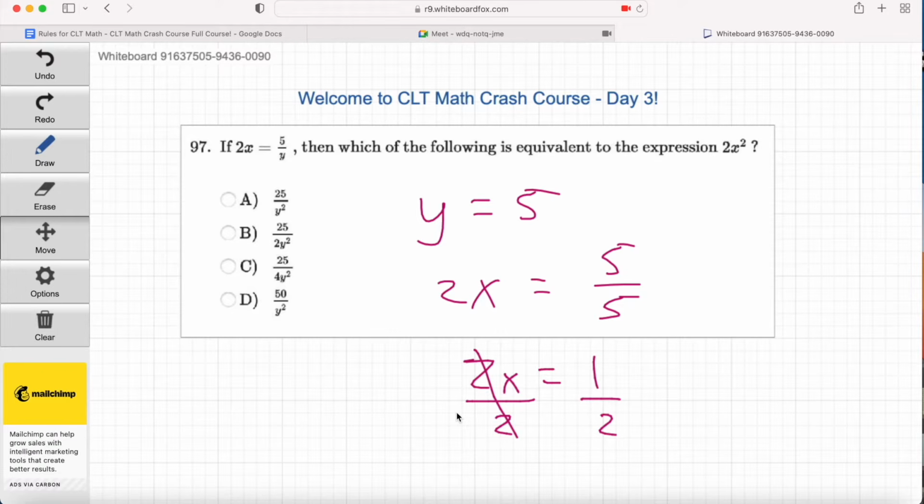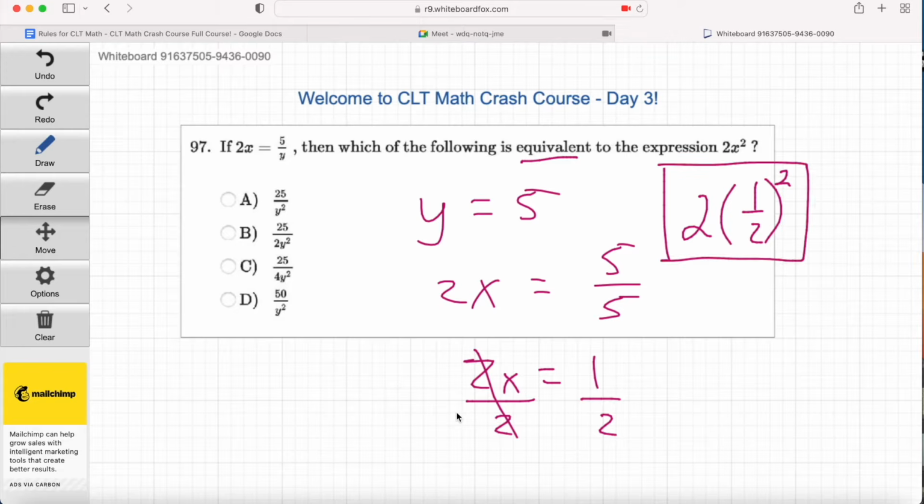Okay, great. Now this is a different question, right? Because we're trying to figure out which is equivalent. What's equivalent mean, by the way? Equal. Just equal to. That's all equivalent means here. So which is equal to the expression 2 times x to the power of 2, but if x is 1/2, this is now a different question. It's what's equivalent to 2 times, in parentheses, 1/2 squared. That's what we're looking for. Does that make sense? Yes. Okay.